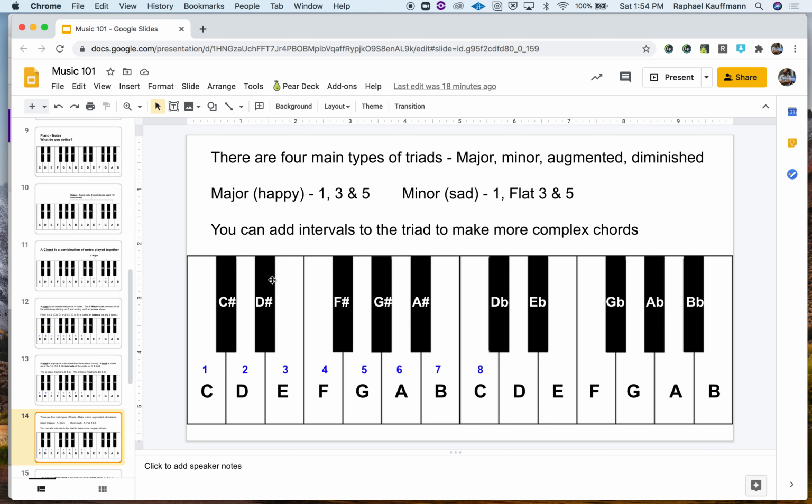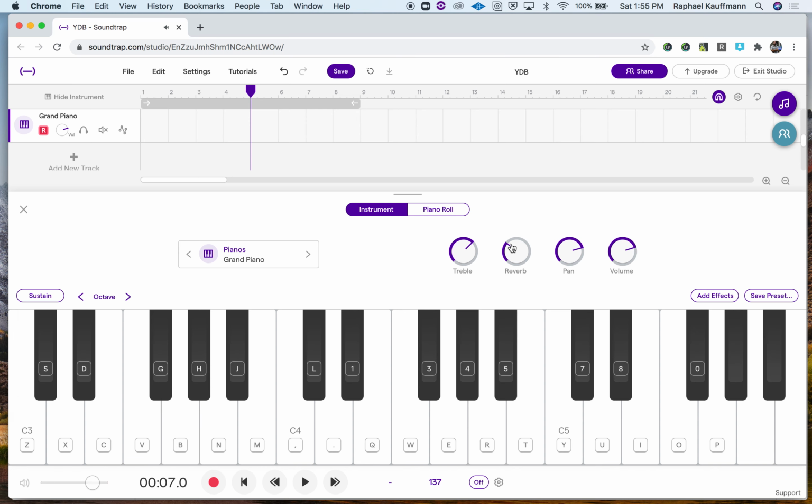All right, so you can add intervals to the triad and make more complex chords. So for example, if I'm playing C major, the triad, the first, the third, and the 5th, I'm going to go to Soundtrap for this. And I add B, so this is 1, 3, 5, 7. That is called C major 7 because we've added the 7th interval to the basic major triad.